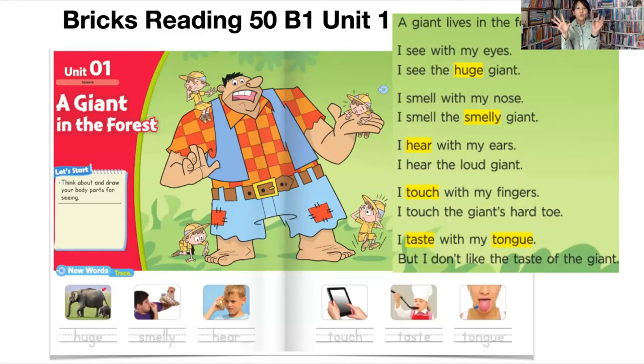Even though you don't read it, can you remember with only my fingers? Can you see my fingers? I see with my eyes, right? Then what kind of giant? Huge, they said, right? I see the huge giant. So they practice see, eyes, second group, verb, noun, the body part, then adjectives. And if they have 15 words only, then they can remember the whole sentences without reading it too. So after reading practice, if you give keywords, they can practice better.